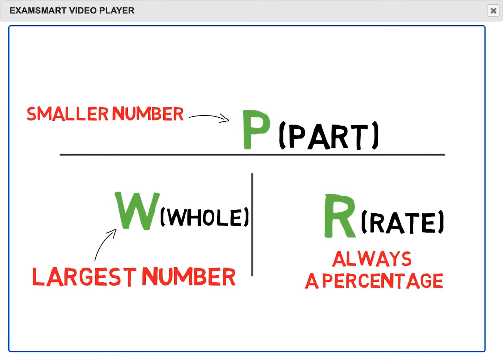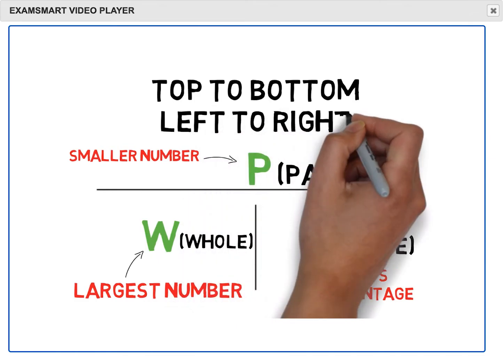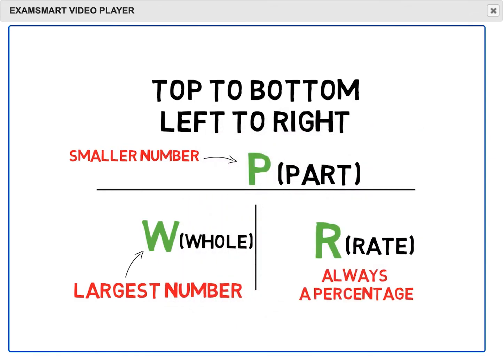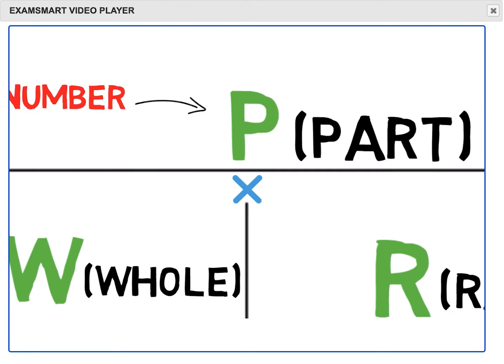With the power principle or the T formula, we always work top to bottom and left to right. When we go top to bottom, we always divide. Think of that horizontal line as a great big divided by sign. So it is always the top number divided by one of the bottom two numbers. Likewise, when we go left to right, we multiply straight across. Notice our vertical line has a multiplication sign.